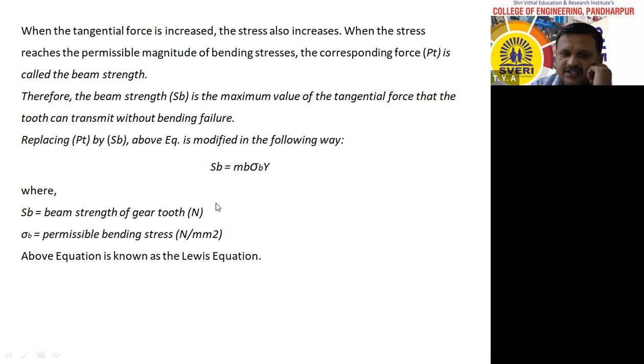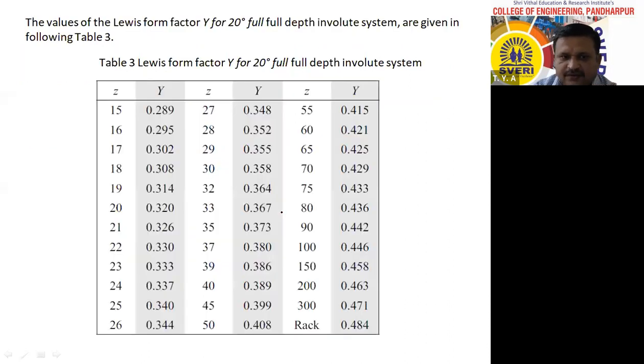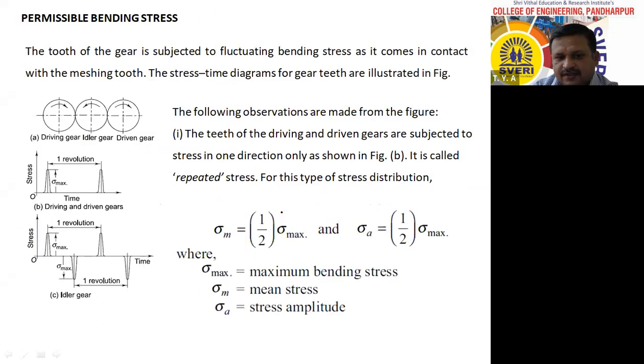Okay, therefore this permissible bending stress, sigma_b, arises because, due to this tangential force, the gear tooth is going to bend. Bending moment will take place at the base. That's why bending stress will be induced. Therefore, that's why we have to study this permissible bending stress.